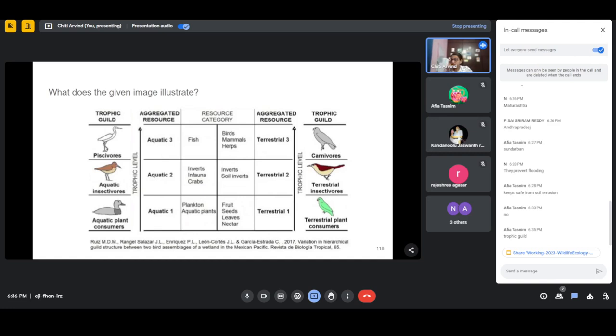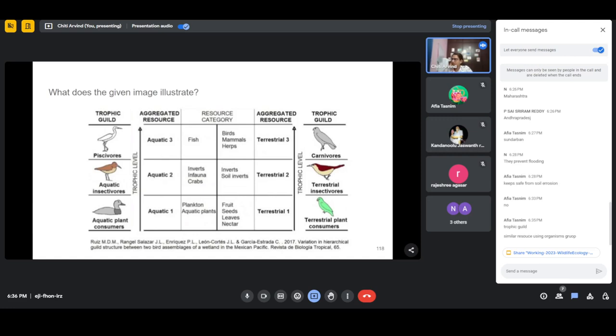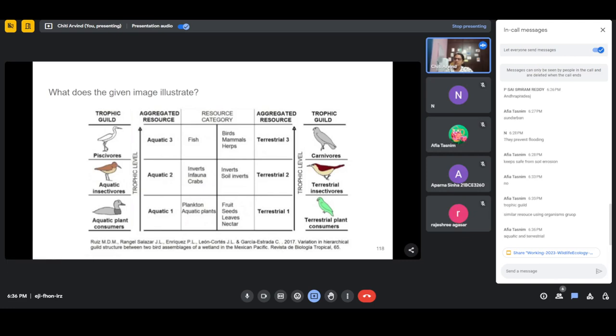When you talk about guilds of a particular taxa, like here, you can see it's centered around birds. Let's just take this as a similar resource-using organisms group. Okay, and what is the difference between these groups here? So, which are the two main categories that are shown here? They are trophic guilds of aquatic and terrestrial, right?